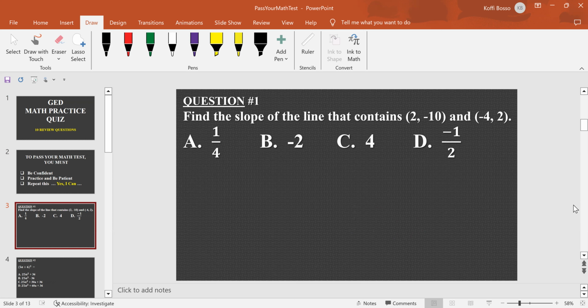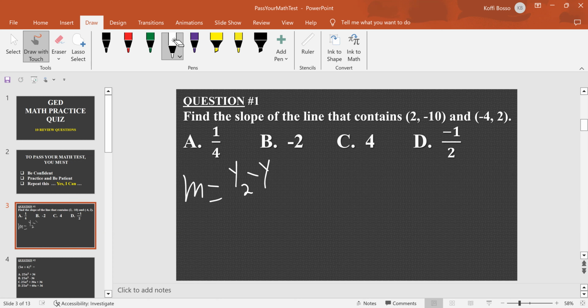So the first question here is to find the slope of the line that contains (2, -10) and (-4, 2). We need the slope formula. So the formula is that m is equal to y2 minus y1 divided by x2 minus x1. This formula will be provided, but you have to be familiar with the formula so you can use it easily.